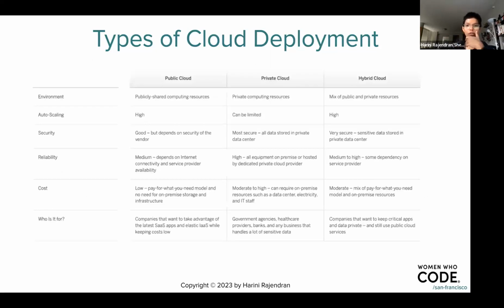Just to show the differences between them in a tabular format. The environment, as I mentioned, for public cloud is publicly available resources that are accessible over the internet. For private cloud, it's private networks, and for hybrid, it's a mix. Auto scaling is usually high wherever public cloud is involved, because of economy of scale. There are thousands of servers that these companies are managing across multiple different regions. So you get that scale when you go to public or hybrid cloud.